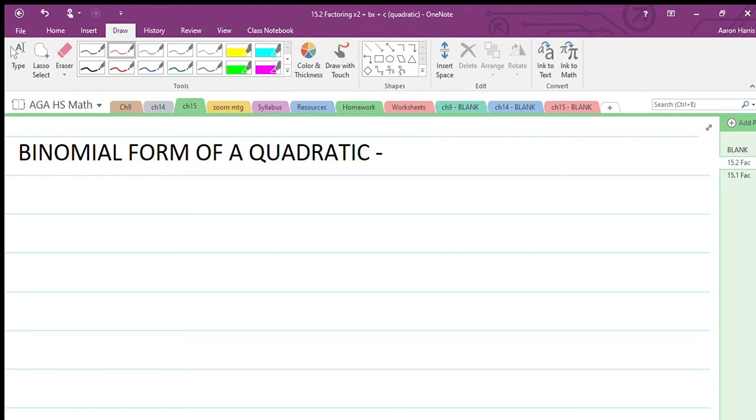Binomial form of a quadratic. Binomial, that means what? I have two terms. So this would look like this: x plus 3, x plus 8. That is a form of a quadratic. How do I know that?